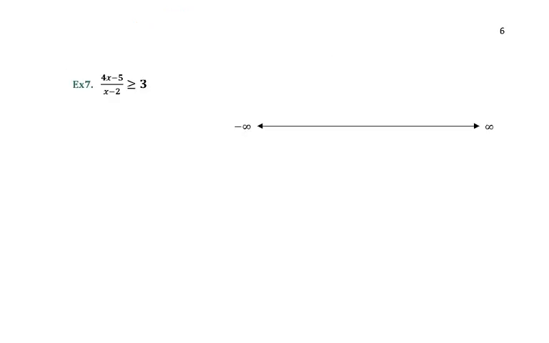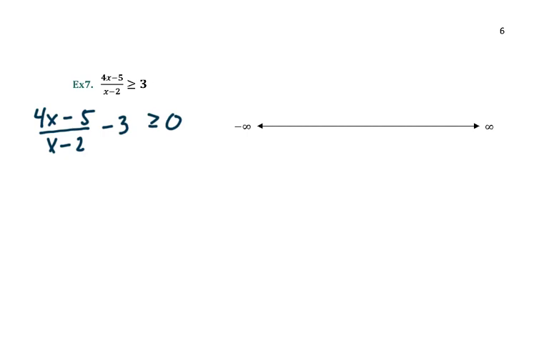So I've skipped to one more example that we're going to do. 4x minus 5 divided by x minus 2 needs to be greater than or equal to 3. Now, as we said before, we want this to be in relation to 0. So 4x minus 5 over x minus 2. I'm going to subtract that 3 to make it in relation to 0. We always want 0 on the right side.